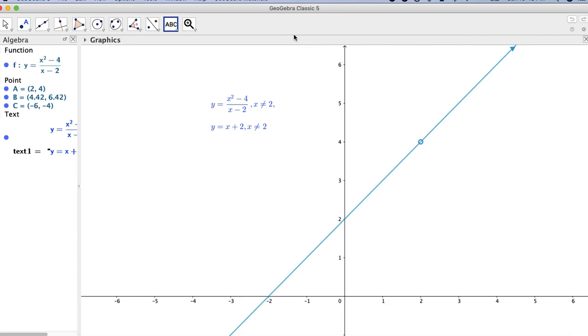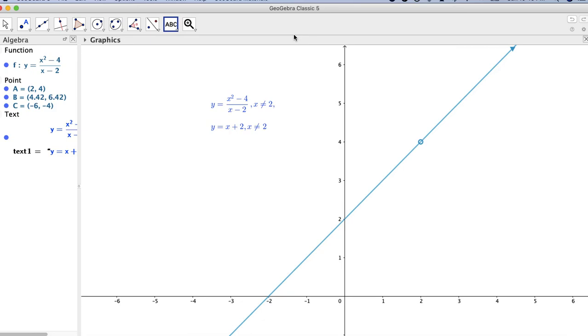In the previous example, we were graphing y is equal to (x squared minus 4) divided by (x minus 2), where x cannot be equal to 2. As you saw previously, we factored out a common factor of x minus 2 from both the numerator and the denominator. This left me with the equation y is equal to x plus 2, but x still can't be equal to 2.